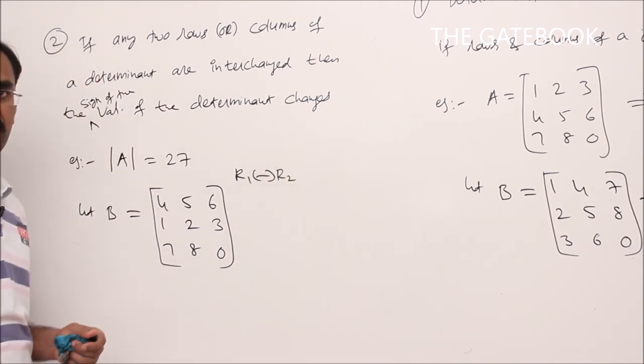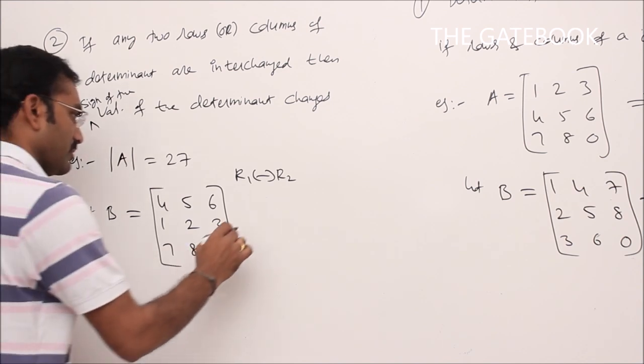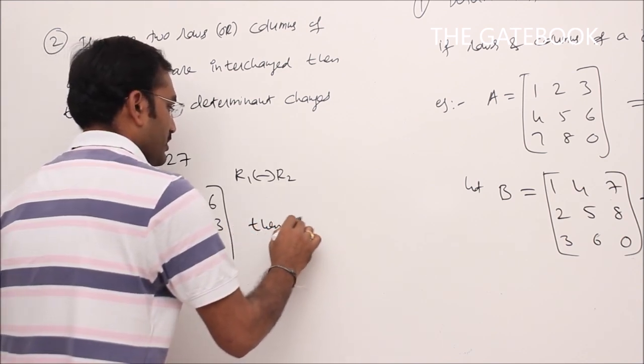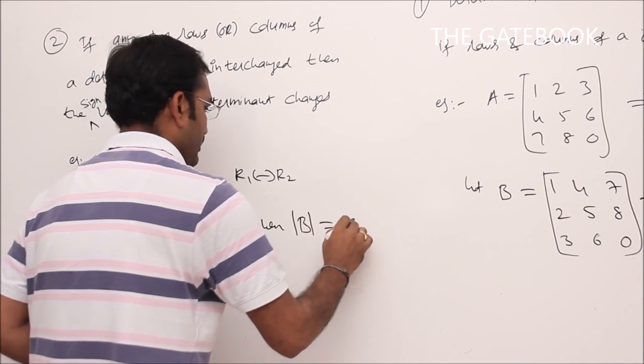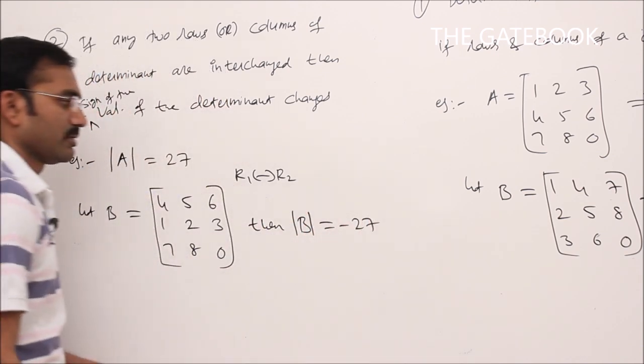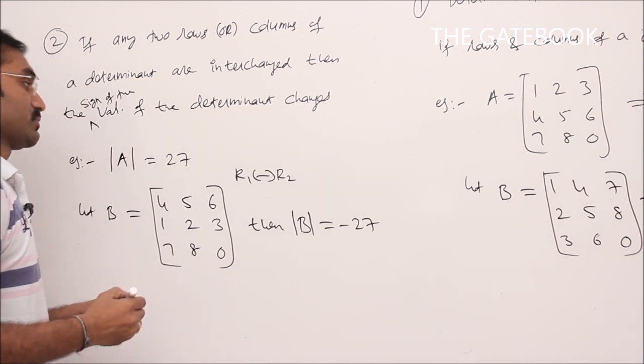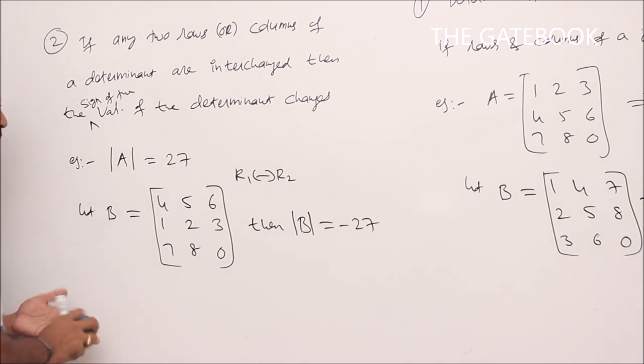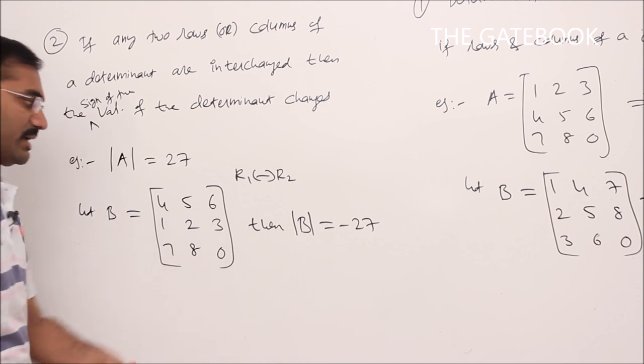Then determinant of B will be definitely minus 27. Determinant of B will be minus 27. Suppose if you go for one more interchange, we will get one more interchange.